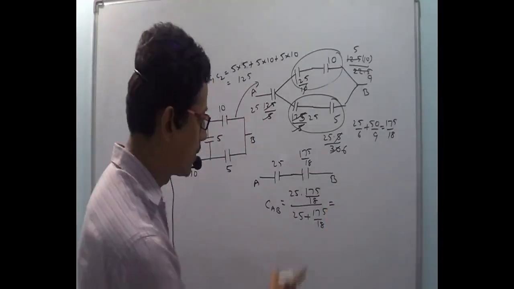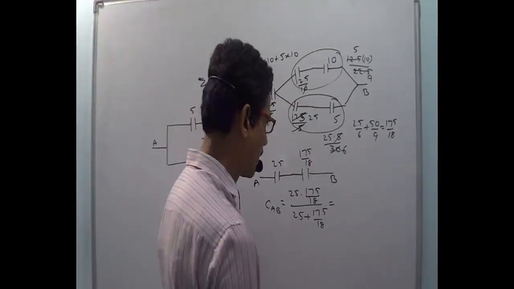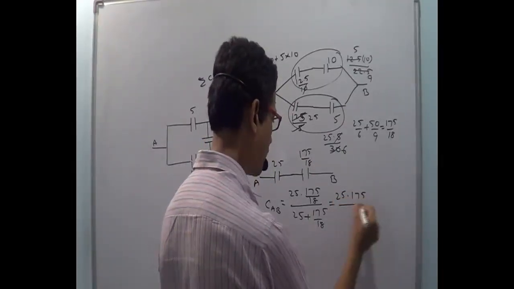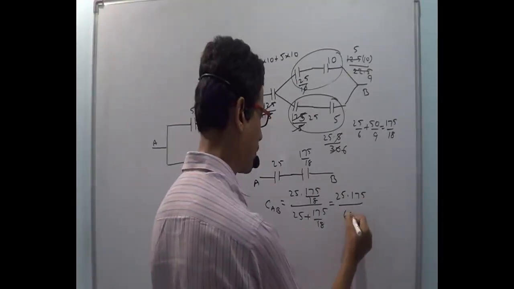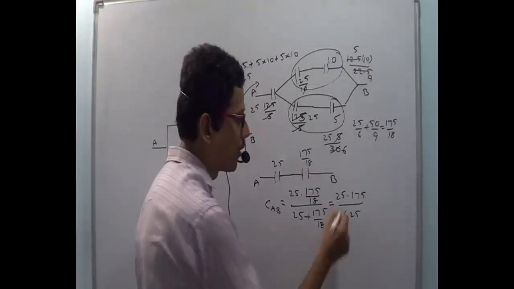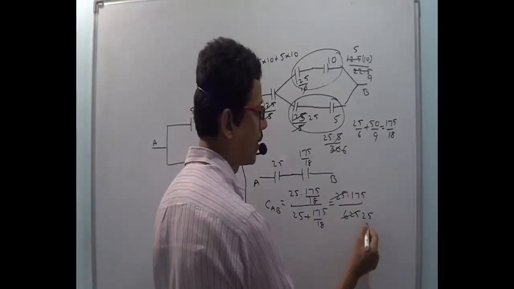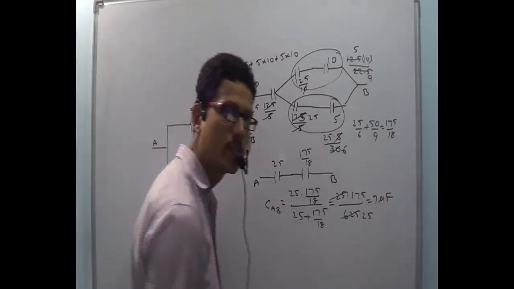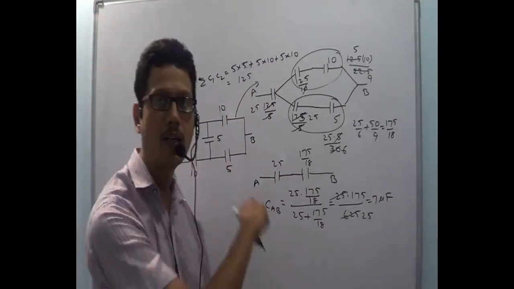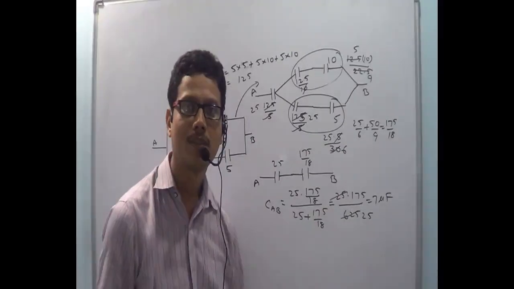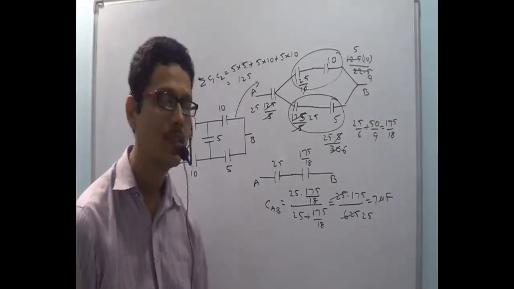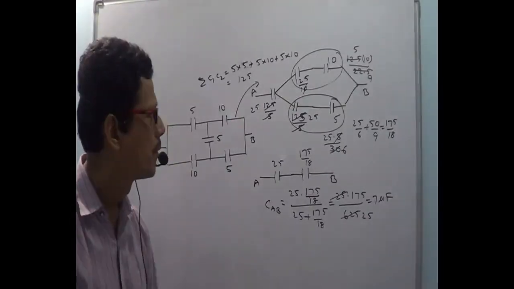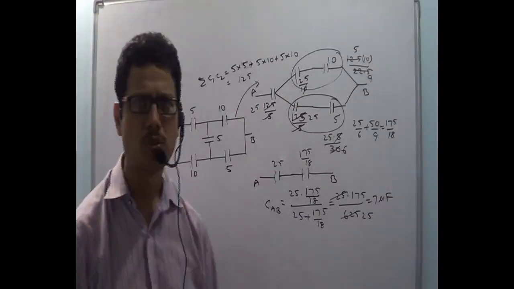If we do the LCM below, 18 gets cancelled, and on top you will get it like this, 25 into 175 divided by 625. 25 how many times does this go? 25 times, and this is 175 by 25, which is 7 microfarad. Same answer you got. This is delta star transformation. Understood? Write it down. It was 7 microfarads that we got earlier.